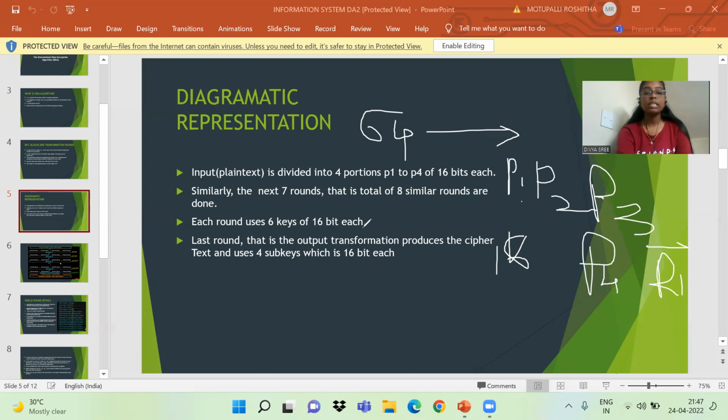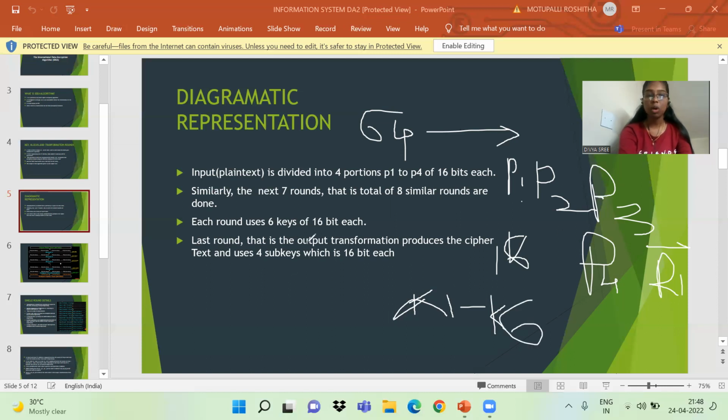And we use a key for each and every round. So for this round function, we also use the key. This is the subkey, which is generated from the 128 bits. And we use 6 such keys, that is K1 to K6, for each and every round.